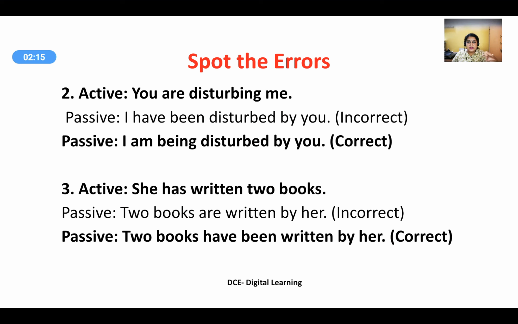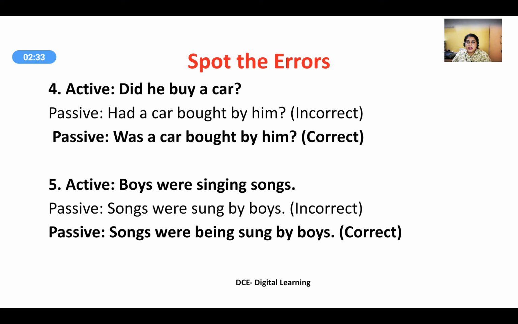In active voice, "ing" is there. So obviously in the passive form also the same tense has been retained. She has written 2 books. "2 books were written by her" is incorrect. The correct version is "2 books have been written by her." Has becomes have. Did he buy a car? Is an active form. In passive, "had a car bought by him" is incorrect. Well, the correct answer is "was a car bought by him."